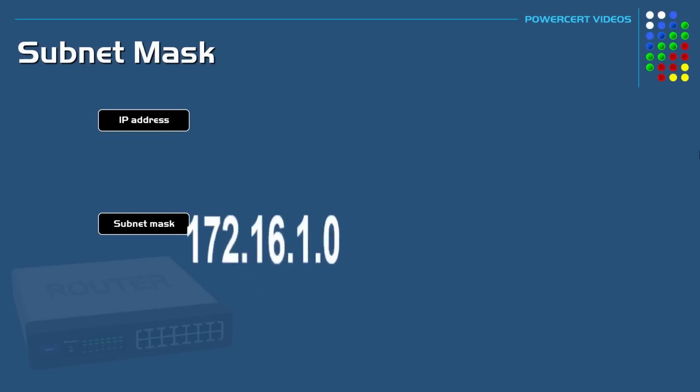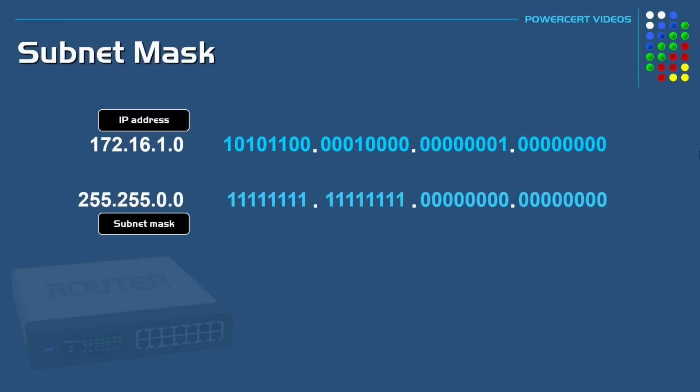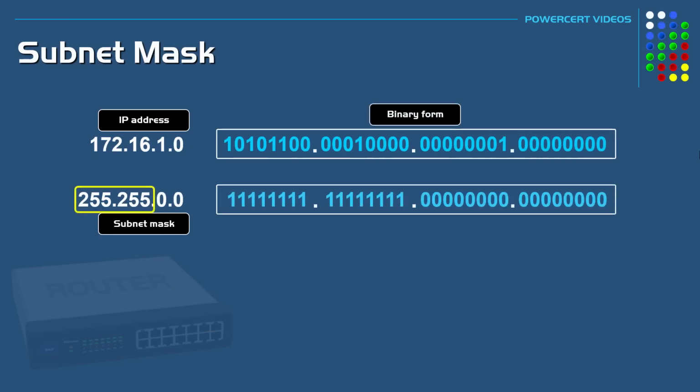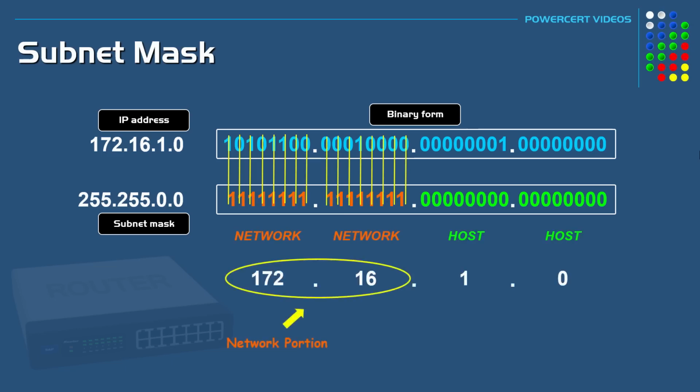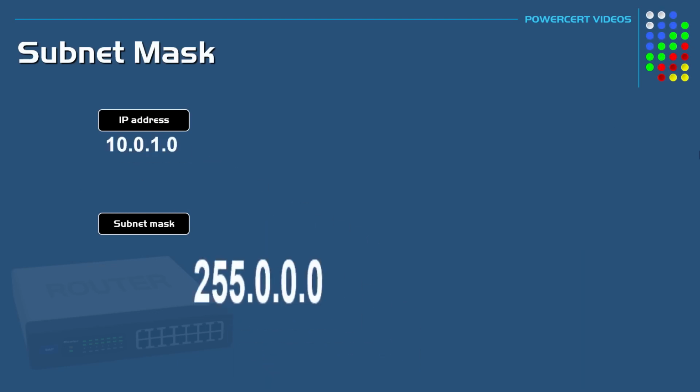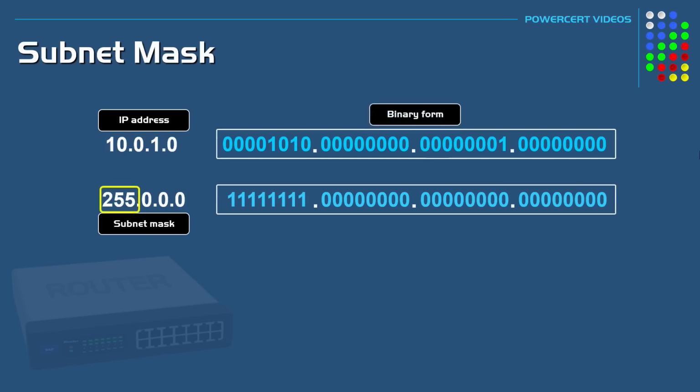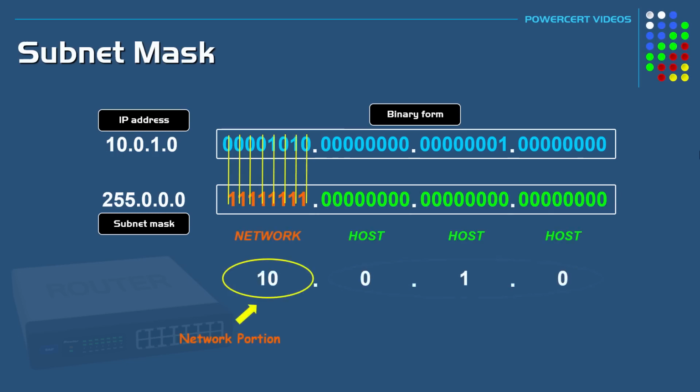So in another example, let's use a different IP address and subnet mask, and let's put them in binary form. In this example, the first 2 octets are 255, and the last 2 octets are 0. So if we cross out all the digits in the IP address that line up with the ones in the subnet mask, we'll see that the first 2 octets is the network portion, and the last 2 octets is the host portion. And let's do one more. In this subnet mask, the first octet is 255, and the rest are zeros. And then we'll cross out all the digits again, and this time it reveals that the first octet is the network portion, and the last 3 octets are for hosts.